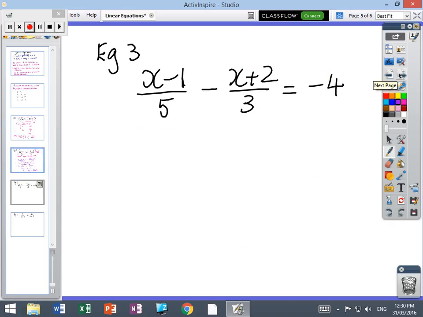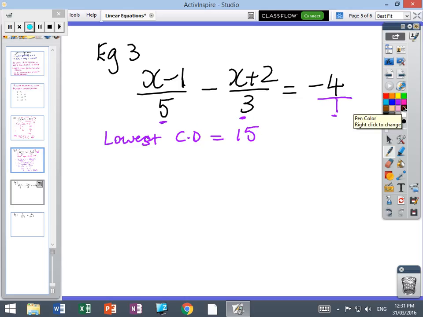Okay, so now we've got another one with fractions, but this time I've got 3 terms. So once you have 3 terms, we have to have common denominators all the way across, and it's best not to do a cross multiply. Okay, so the first thing we do is 1 goes under the 4. So the lowest common denominator of 5, 3, and 1 is still going to be 15.